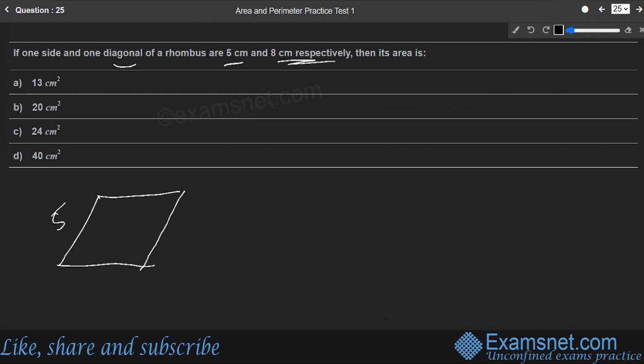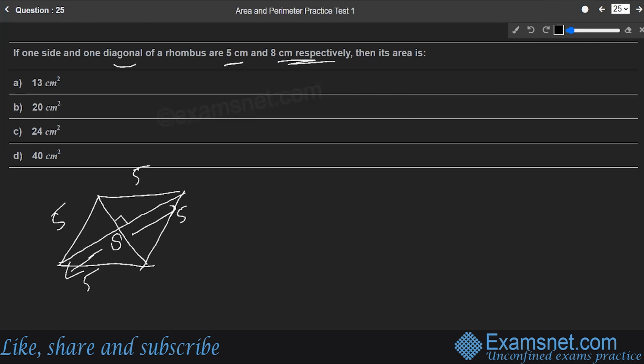The property of a rhombus is that all the sides are equal, and diagonals are perpendicular bisectors of each other. So all the sides are 5, 5, 5 and 5. Now let us create the diagonals. This is how the diagonals go. Then he says one diagonal is 8 centimeter. Let's say that this particular diagonal is of length 8 centimeter.